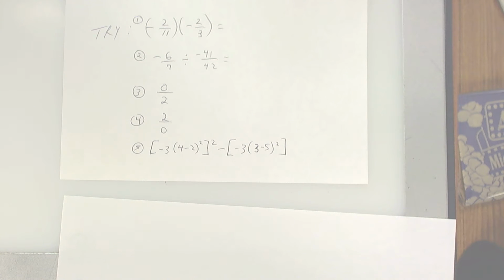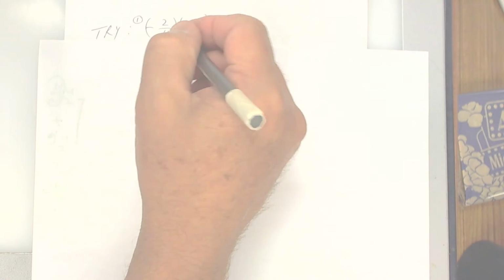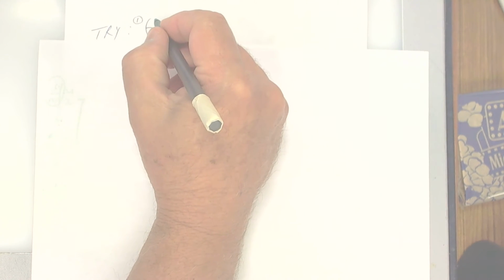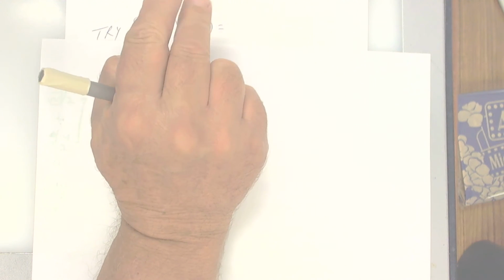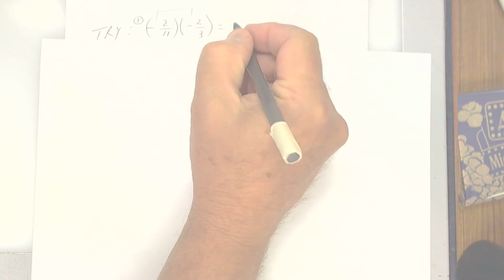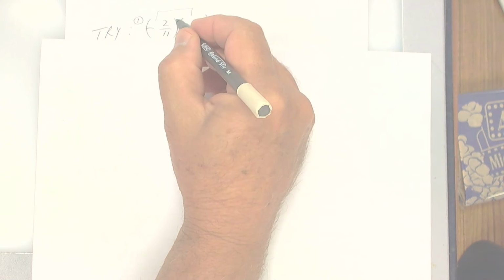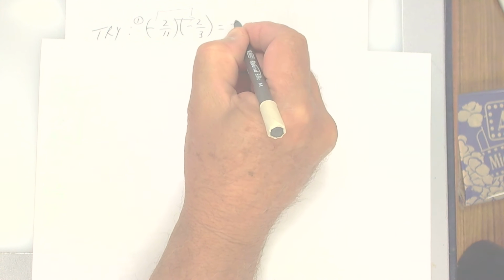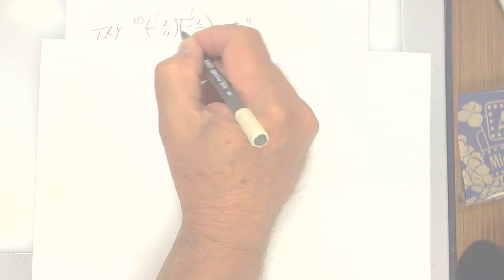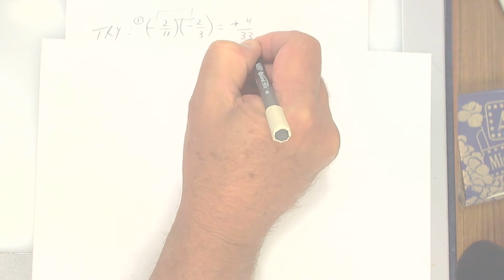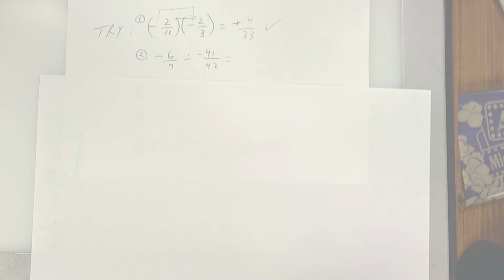All right, let's take a look at the first one here. A negative times a negative is a positive. Two negatives make a positive. You multiply straight across. 2 times 2 is 4. 3 times 11 is 33, and you're done. That's a decimal. This one right here is division.